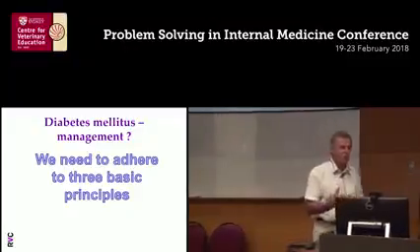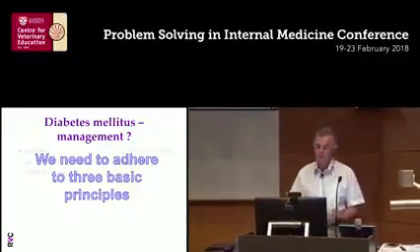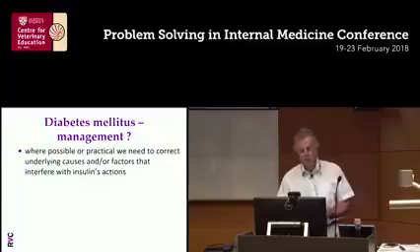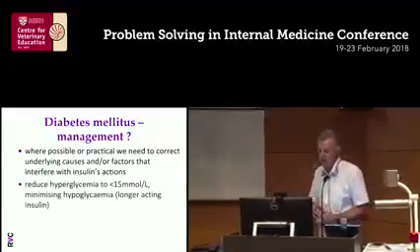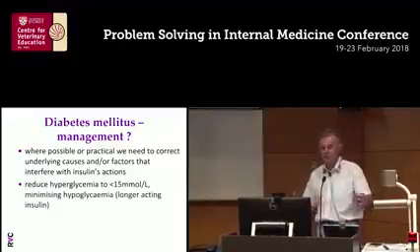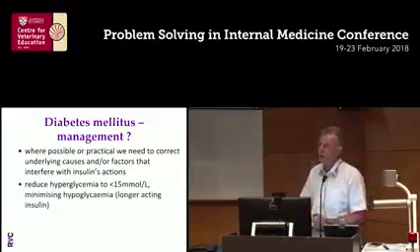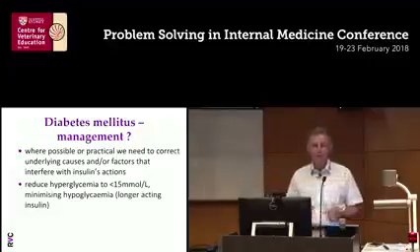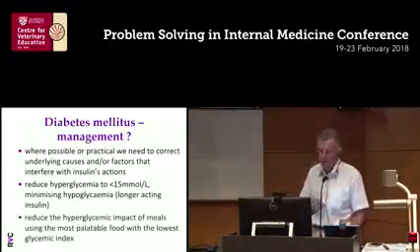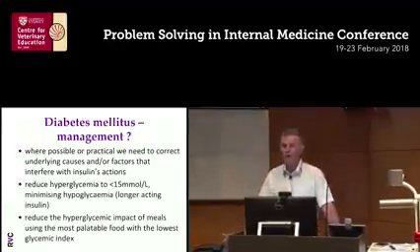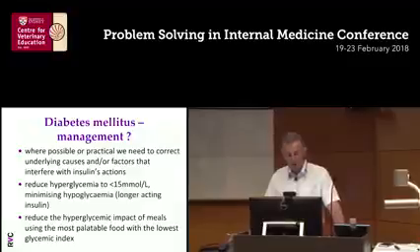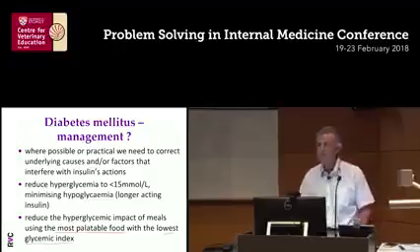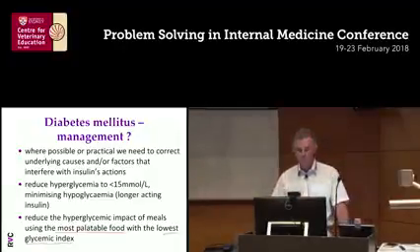And I think we have to stop thinking about protocols and start to think about principles. So, principle 1, wherever possible, correct the underlying causes and or factors that interfere with insulin's actions. Get them to lose weight, etc. This is in your notes. Reduce the hyperglycemia, ideally to less than 15 millimoles, but minimising hypoglycemia, meaning probably we're going to use longer acting insulins, and reduce the hyperglycemic impact of the meals, using the most palatable food for the individual patient with the lowest glycemic index. They're the 3 principles.